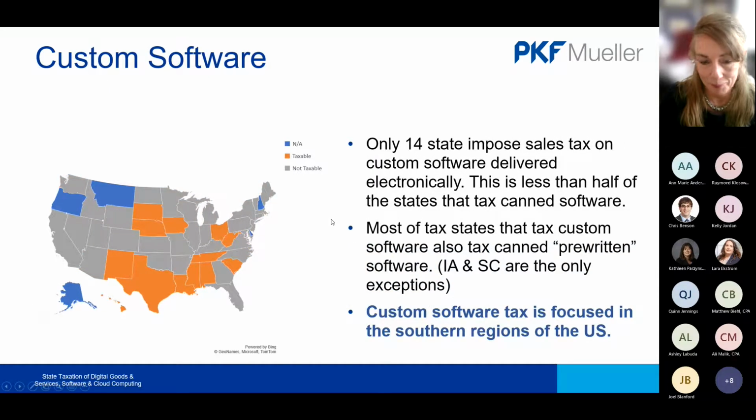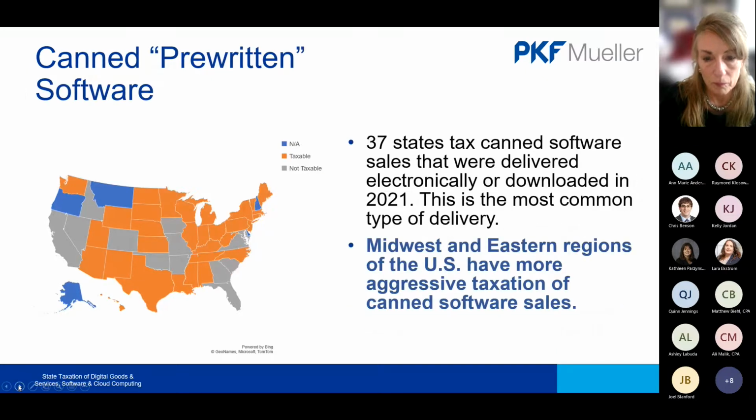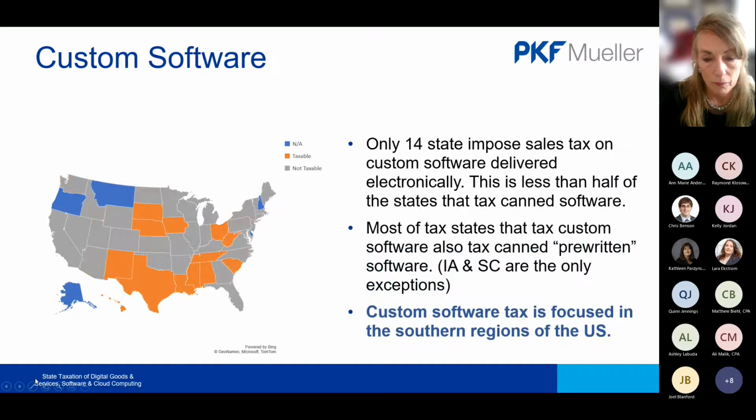Moving forward, so we have custom software. Obviously, if I can go back, drastically different than what we saw for the CAN software. So a lot of things go down for the custom software, but again, a lot of the southern region, southern states do like to tax this. Only 14 states do impose sales tax on custom software. Most states that do tax this also tax CAN. Iowa and South Carolina are the only exceptions to that.